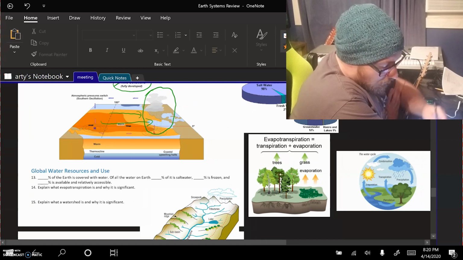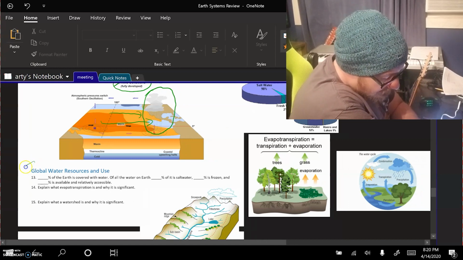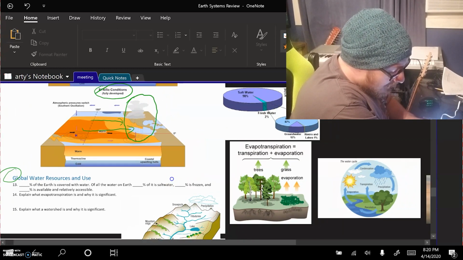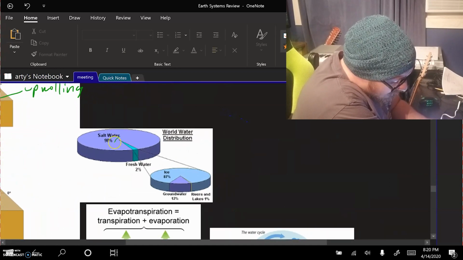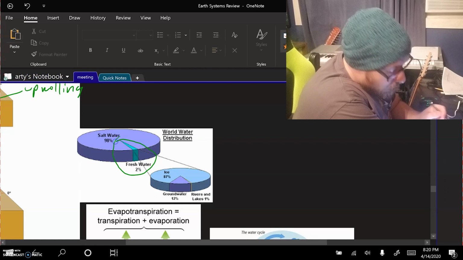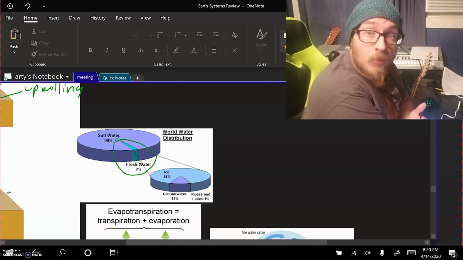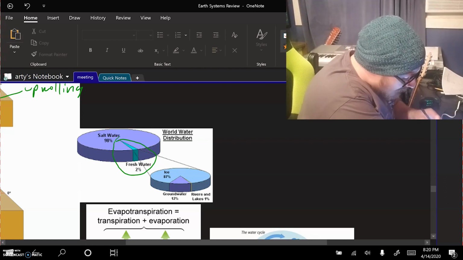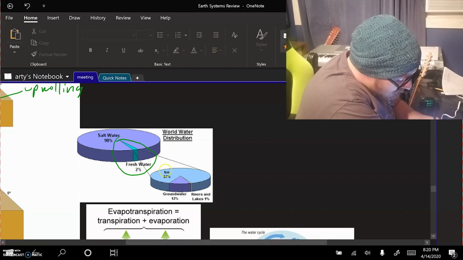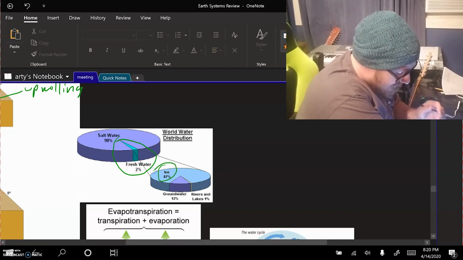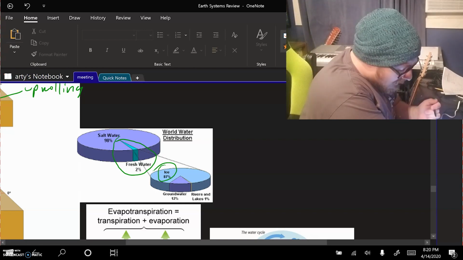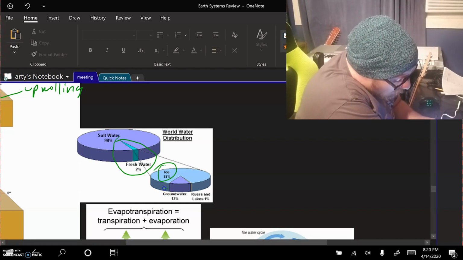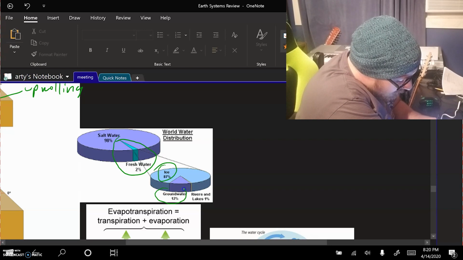Let's talk about global water resource use. So here, only about 2% of the world's water is fresh water. 98% of all the water on the planet is salt water. And of that fresh water, the majority of it is ice, locked away in the glaciers and the ice sheets. The accessible water is mostly groundwater.